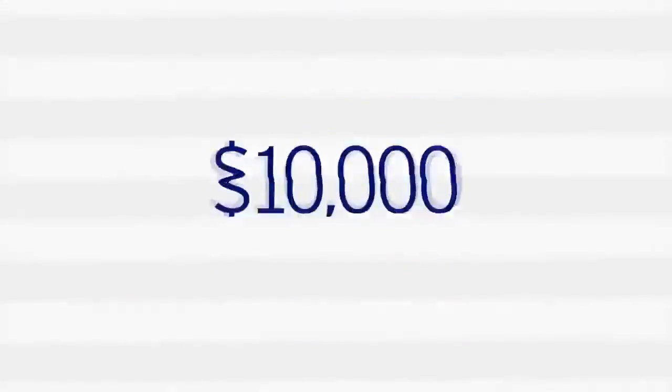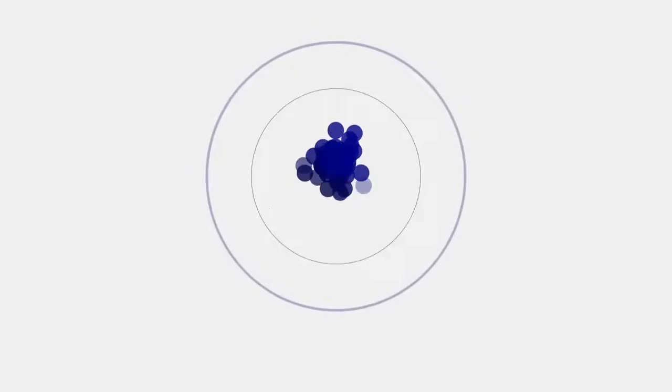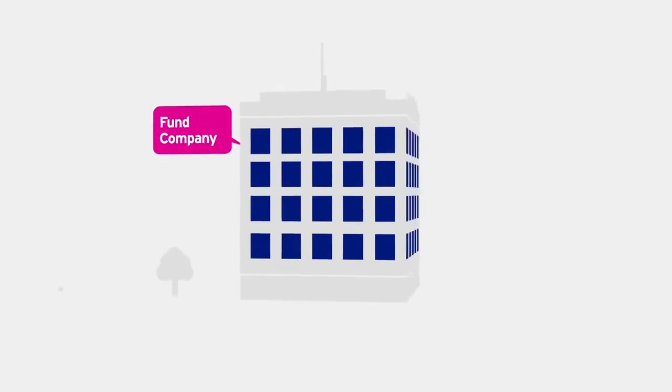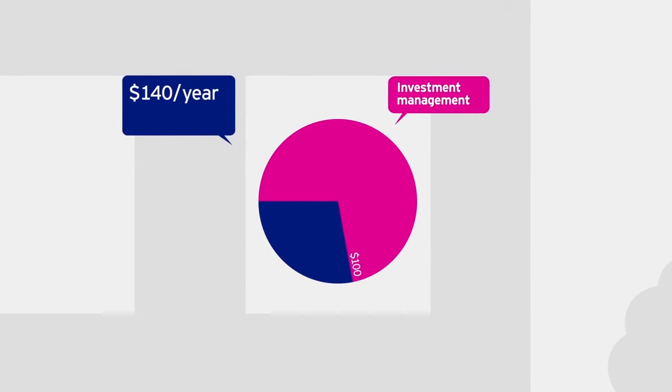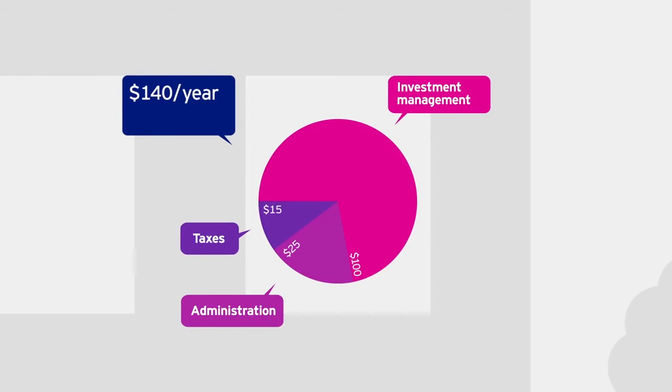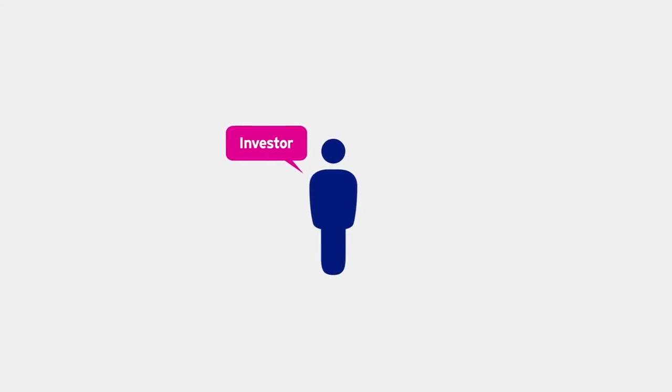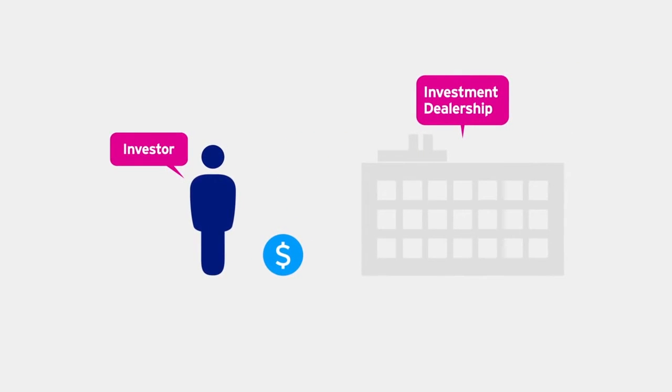Now let's take a look at what happens when you choose to pay for advice directly using the same $10,000 investment. In this scenario, the cost of your mutual fund will not include advisor compensation, so you can expect to pay an annual fee of about 1.4% or $140. This amount covers the cost of investment management, administration of the fund, and taxes. The cost of advice is paid directly by you to the dealership your advisor is affiliated with.